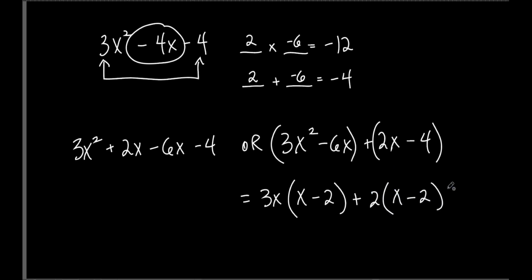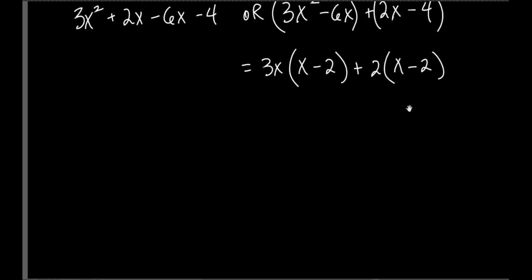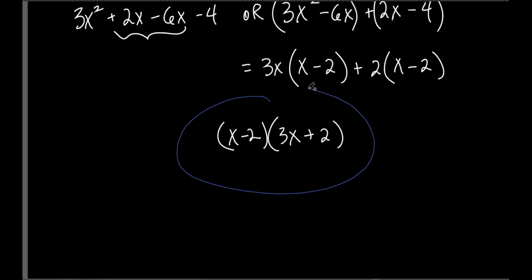Minus 2. Now, let's take a look. This is that grouping thing. And that's the whole reason why we split that negative 4x into this, so we could end up with what we have right here. So what's in common with both of these? An x minus 2. Let's figure out what's left over. If I take an x minus 2 out of this, what am I left with? 3x. Put a plus. What if I take an x minus 2 out of this? What am I left with? A plus 2. And now it's factored.